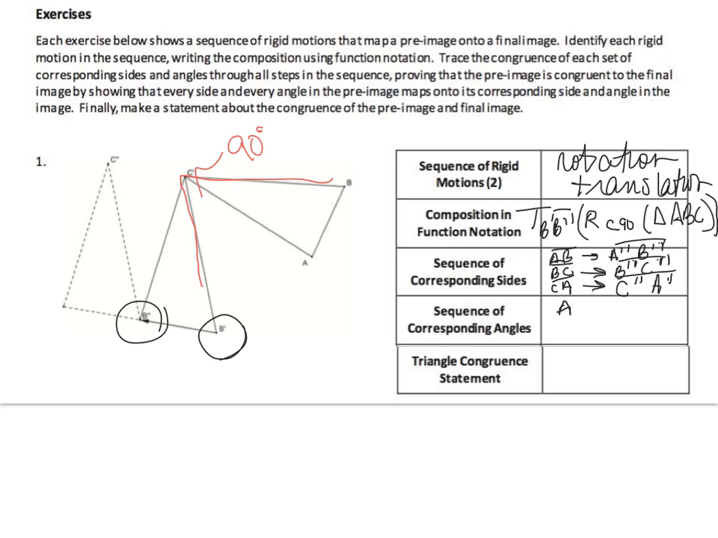So sequence of corresponding angles. We have A, B, and C. A goes to A double prime, B goes to B double prime, and C goes to C double prime. And the triangle congruence statement. Triangle ABC is congruent to triangle A double prime, B double prime, C double prime. Awesome.